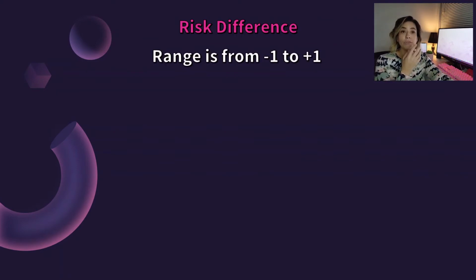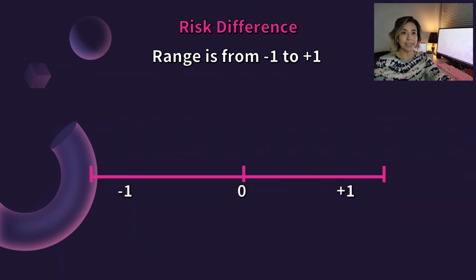The incidence proportion difference, or the risk difference, ranges from -1 to positive 1. We can see this example in a line where one end of the line to the left is -1, and then it crosses 0, and you have 1 on the other side. When we talk about risk difference, 0 is the null value, meaning that there is no difference between both risks in the exposed or the unexposed group.